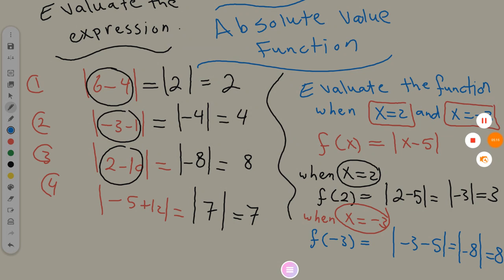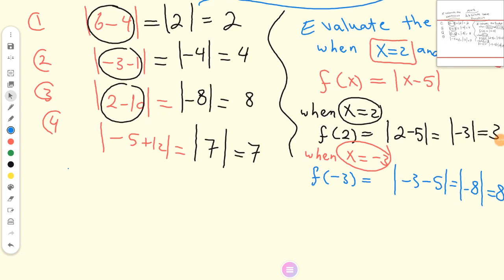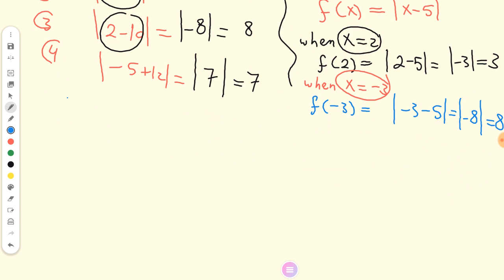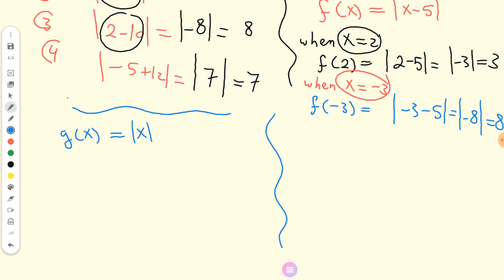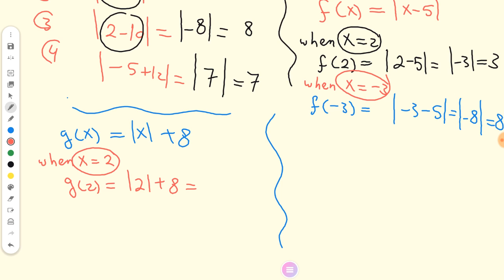Another one. The function g of x equals absolute value of x plus 8. Also, when x equals 2 and x equals negative 3. Okay, when x equals 2 first, I will write g of 2 equals absolute value of 2 plus 8. Absolute value of 2 is 2. 2 plus 8 equals 10.